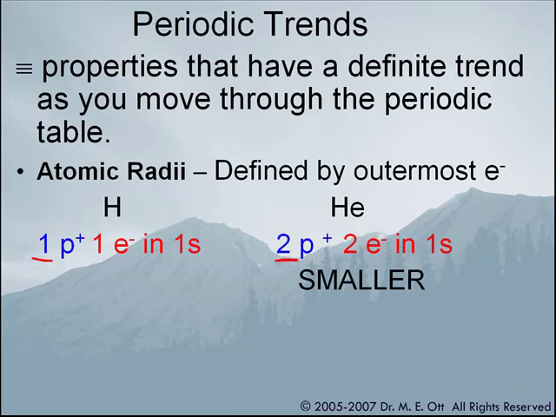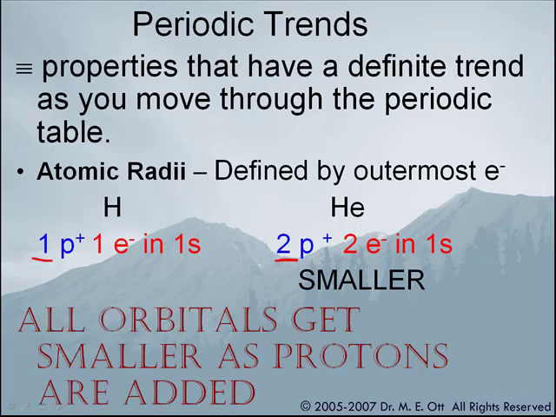So as I go from left to right on the periodic table, I'm always putting electrons in the same orbital, the same value of n. I'm putting electrons in the same energy level as I go from left to right, but I'm adding more protons. I'm not putting electrons in a higher energy level.